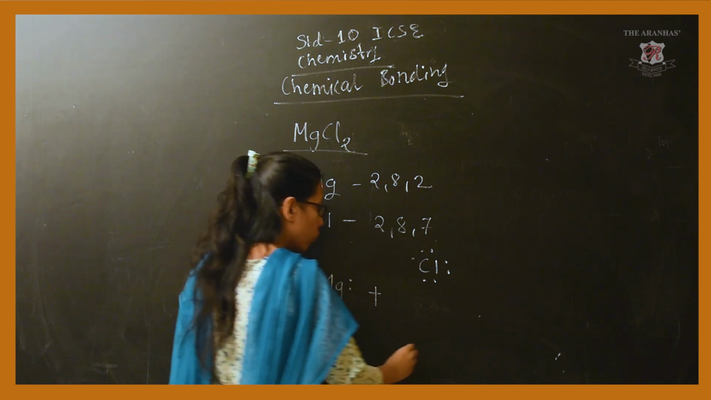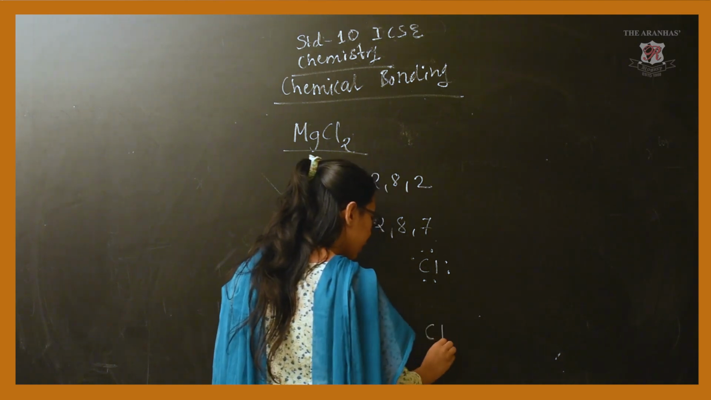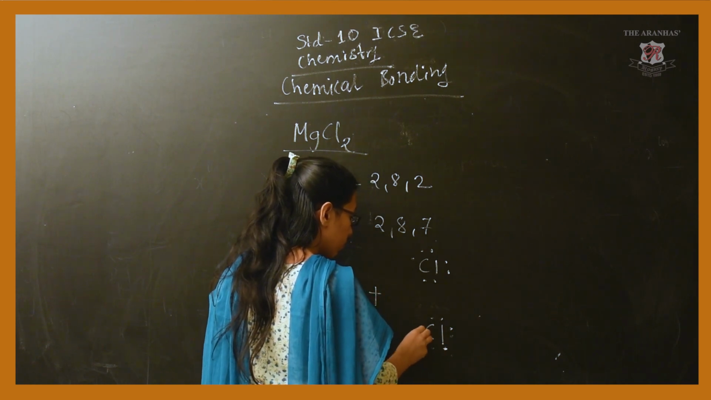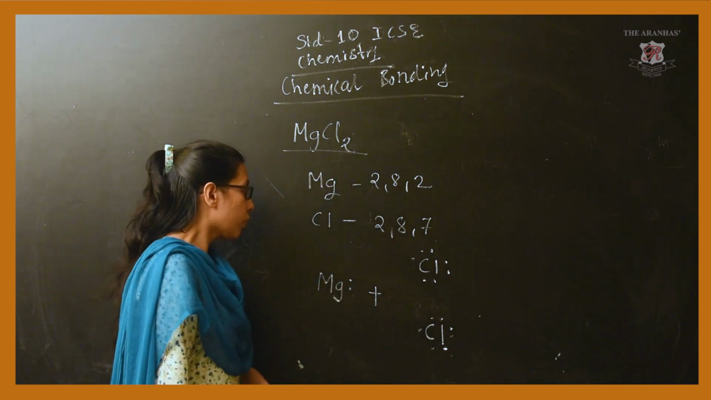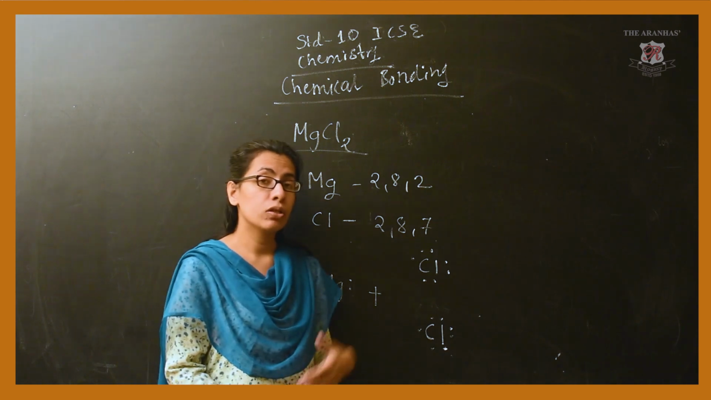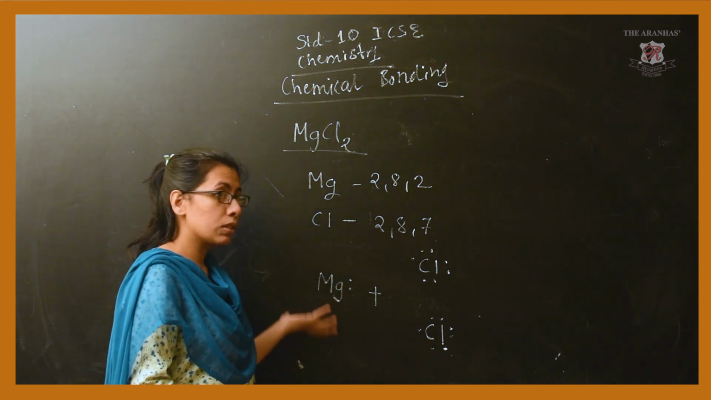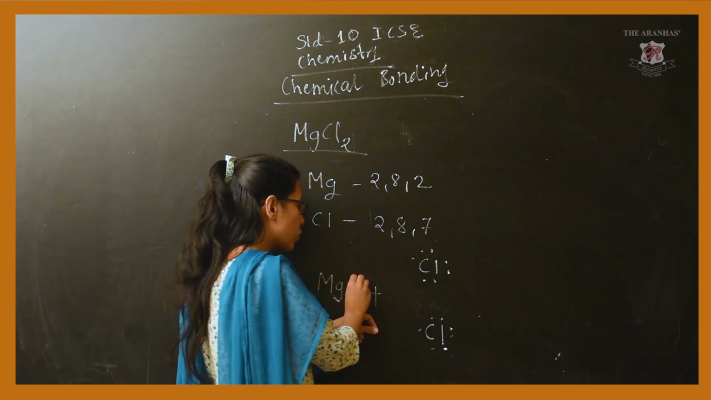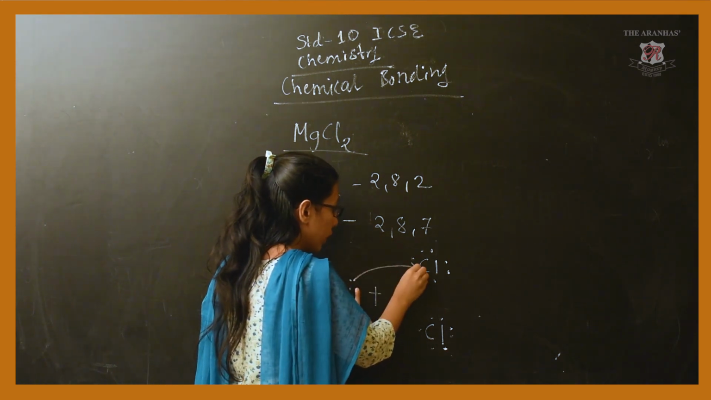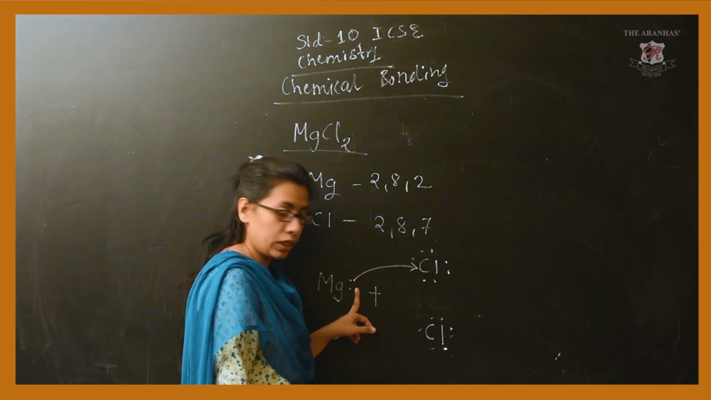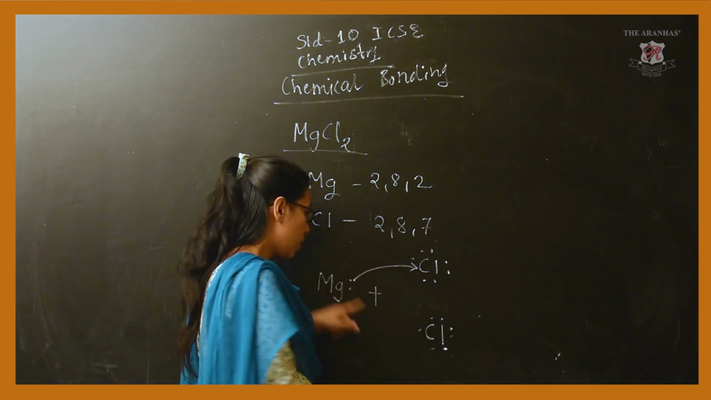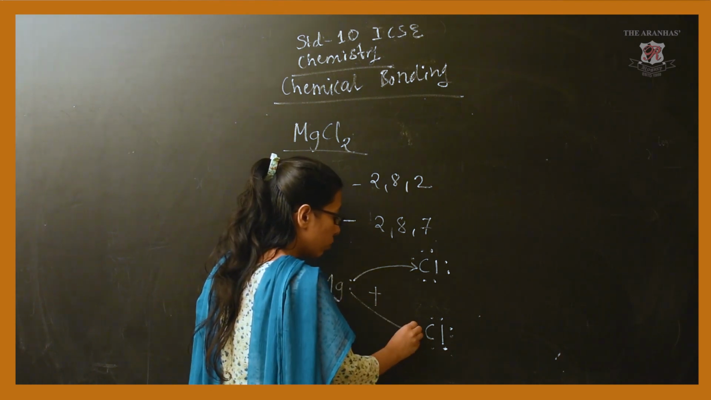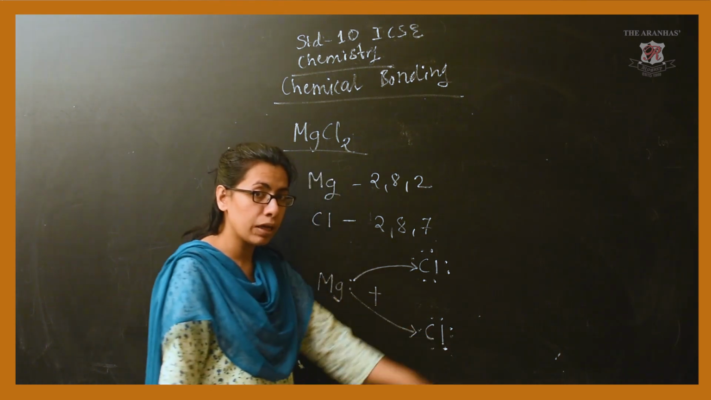There is one more chlorine present here, and here also there are 7 electrons in the valence shell. Now, what is happening when the bond is formed between the 2 chlorines and 1 magnesium? The magnesium atom has a tendency to lose 2 electrons. One lost electron goes towards one chlorine, which achieves the octet and forms Cl-. The one more electron still with magnesium goes towards the second chlorine and forms Cl-.